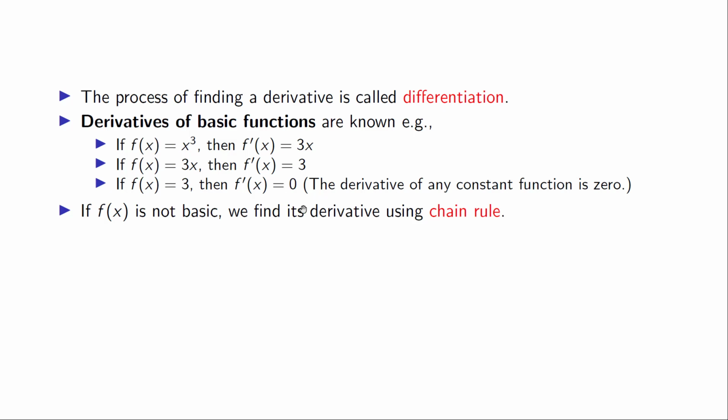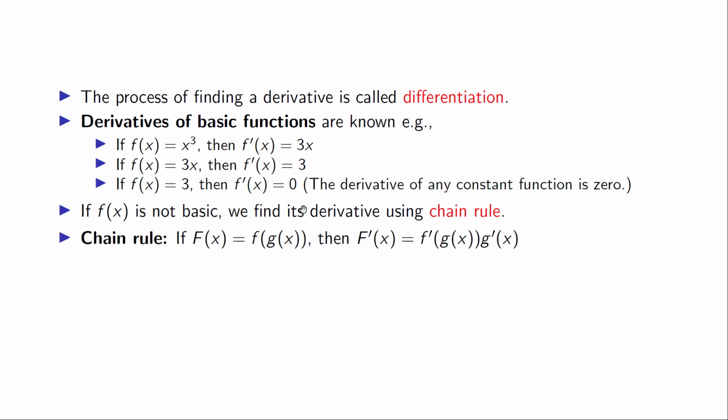Now, in case the function is not a basic function, we can apply what is called a chain rule. In that case, the function is not a basic function, rather it's a function of a basic function itself. For example, this function f(x) is a function of another function, that is g(x). So in this case, we first compute the derivative of this outer function and then we multiply it with the derivative of the internal function.